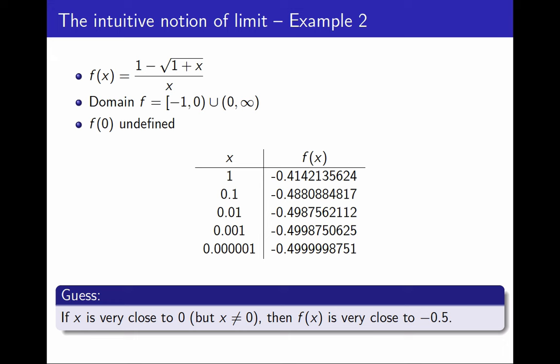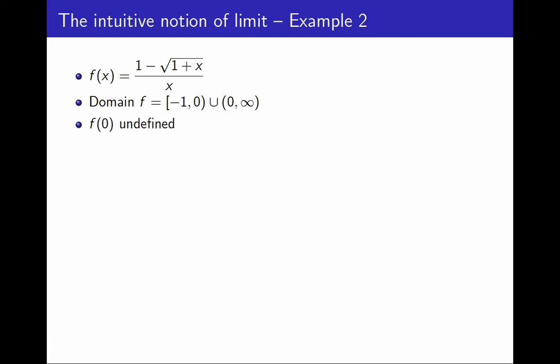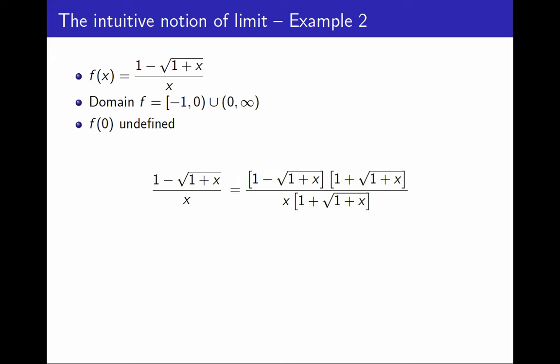I could try to do this algebraically, like before, instead of with a table of values. In this case, a sort of simplification I can do is to multiply and divide by the conjugate of the numerator. I invite you to pause the video, multiply it out, try to simplify it as much as possible, and then continue watching. I'll go quickly through this.